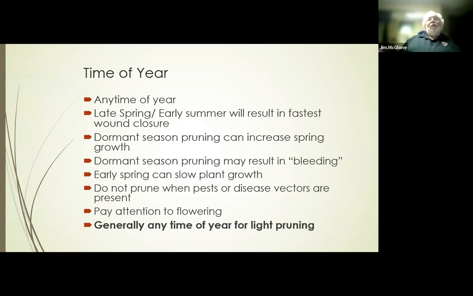For some of our flowering trees like dogwoods, this is the time of year to prune them, because if you wait until later in the season, you're going to cut off all the flower buds. But as I said, this is only when you're doing heavy pruning. If you're doing light pruning, you can do that almost any time of the year.